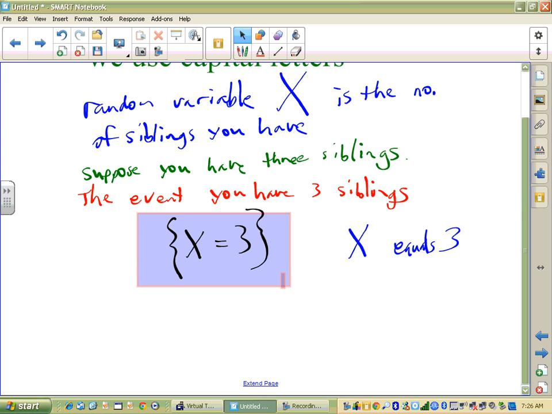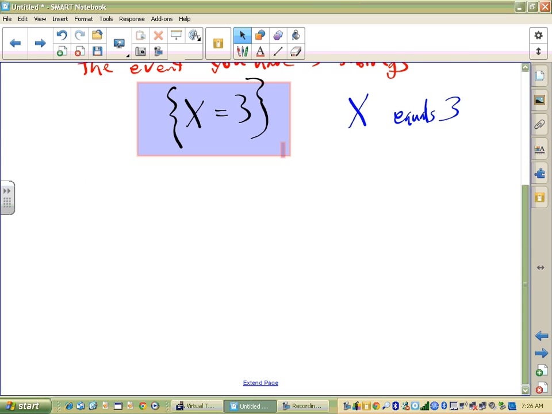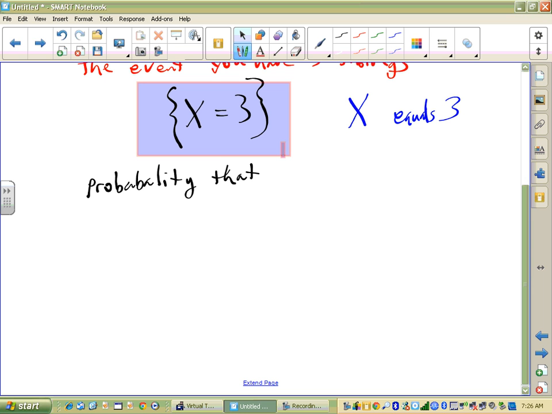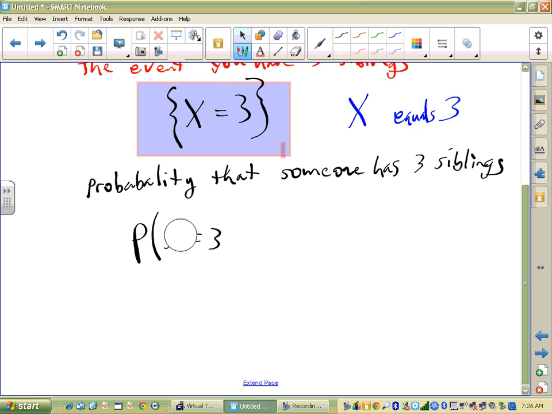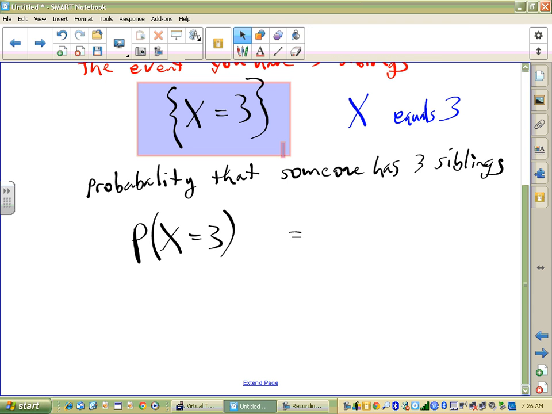And if we're talking about probability, we use, obviously, the capital P. Okay. So maybe you're asked to find the probability that someone has 3 siblings. And if we were asked to find that, we would say the probability that someone has 3 siblings, and that should be a capital X, got to be real clear on that. The probability that X equals 3 is, okay? So literally translated, this P here means the probability of, and then this means someone, or you, having 3 siblings, okay? So hopefully that notation makes a little bit of sense.